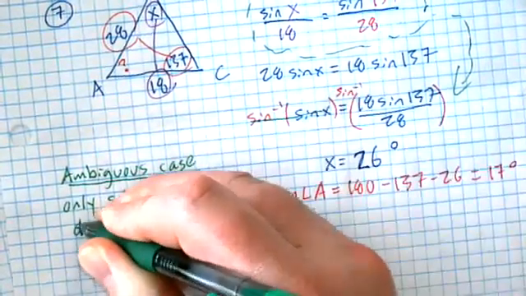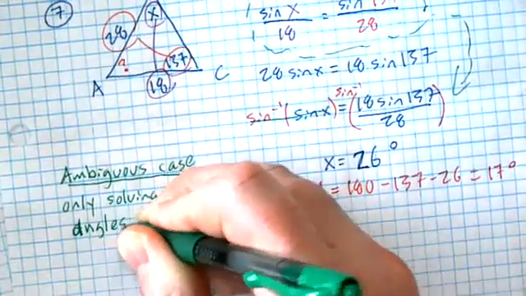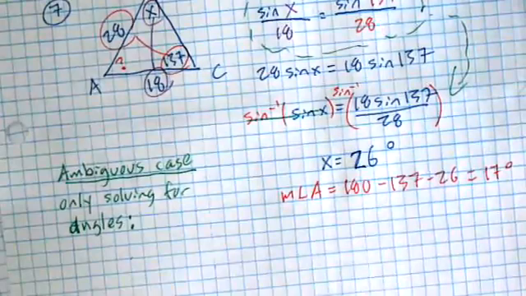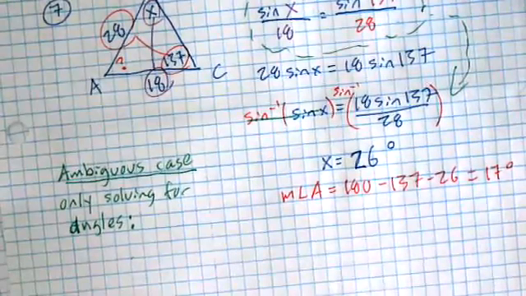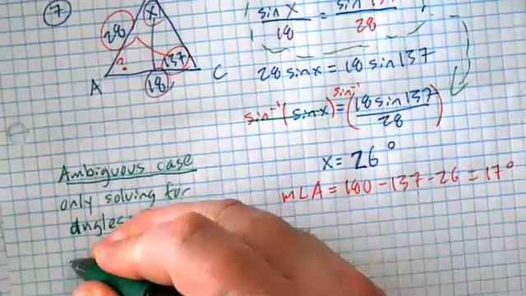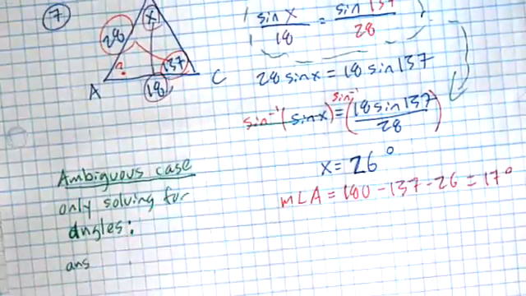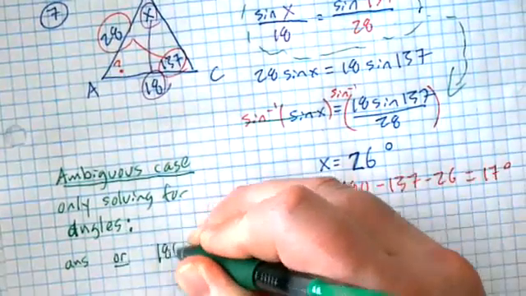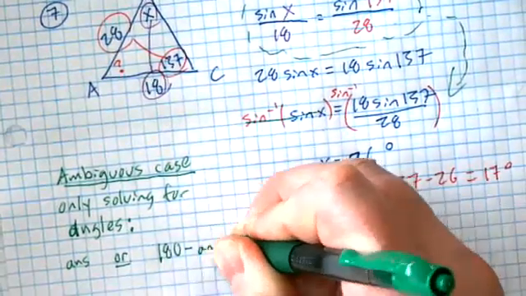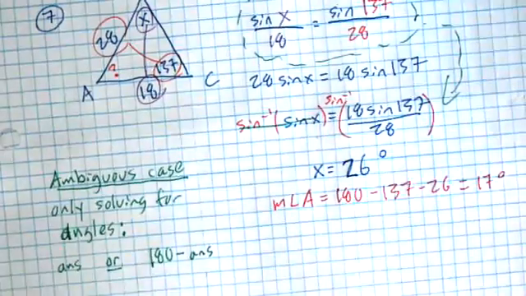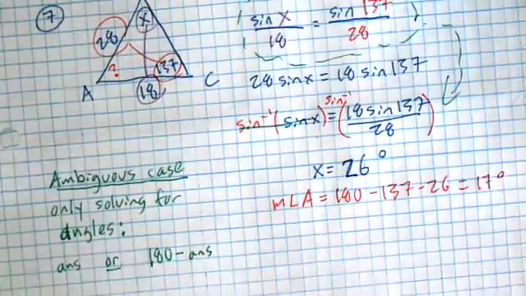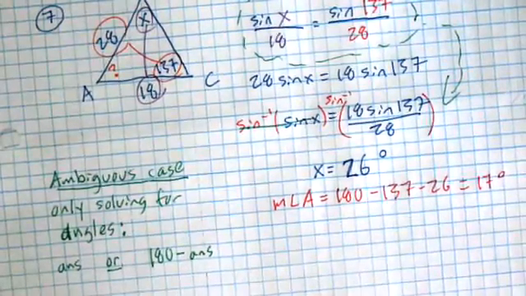Or angles. Only when we're solving for angles, we have to consider the answer that our calculator gives us. I'm just going to abbreviate that as answer. Or it could potentially be 180 degrees minus whatever that answer is. Okay, and I want us to think about why 180 minus.